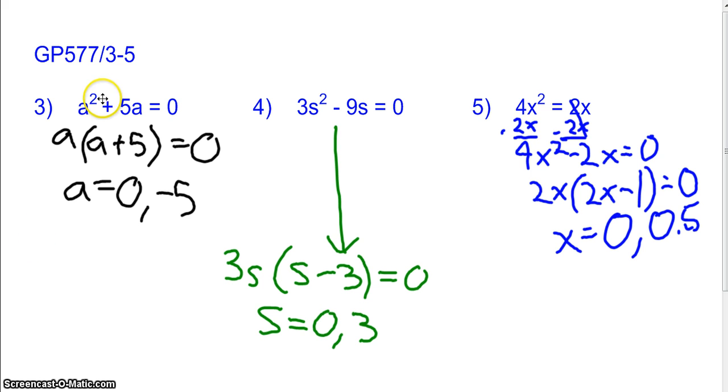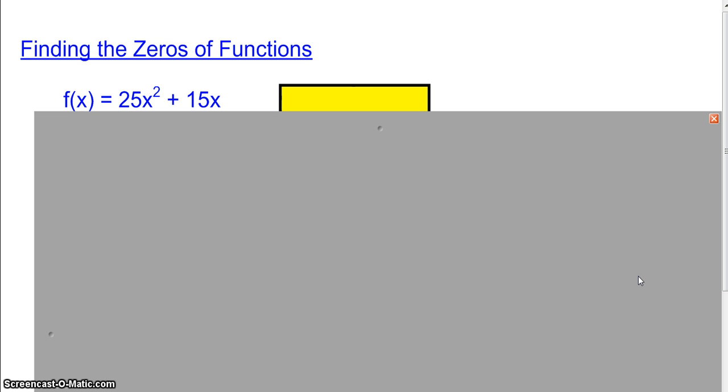Okay, so the first one, Michael factored out an A, and we have the solutions of 0 and -5. The second one, Tara factored out 3s, and we have the solutions 0 and 3. And the third one, Kelly transformed the equation so it was equal to 0, and then found the solutions after factoring of 0 and 1/2. Good job. Okay, so here's the next type of question you might hear.